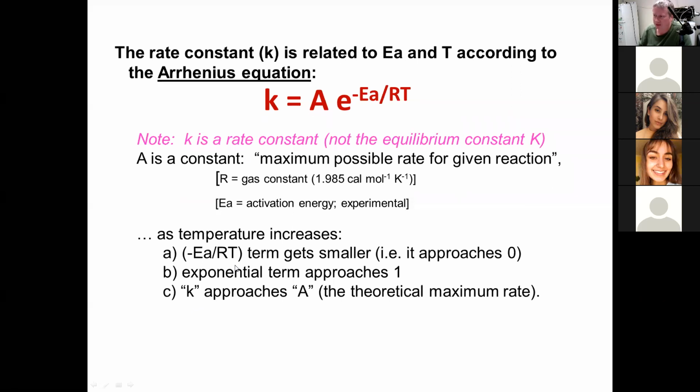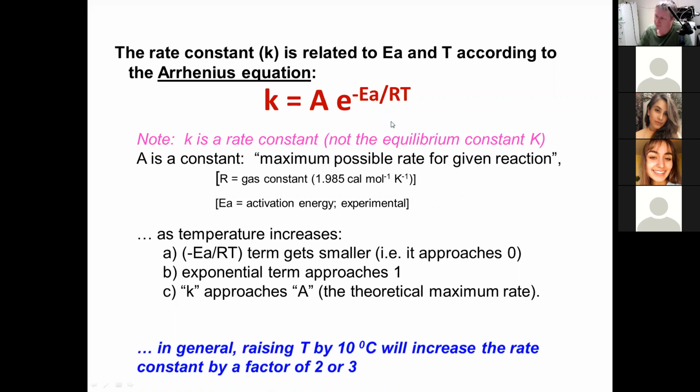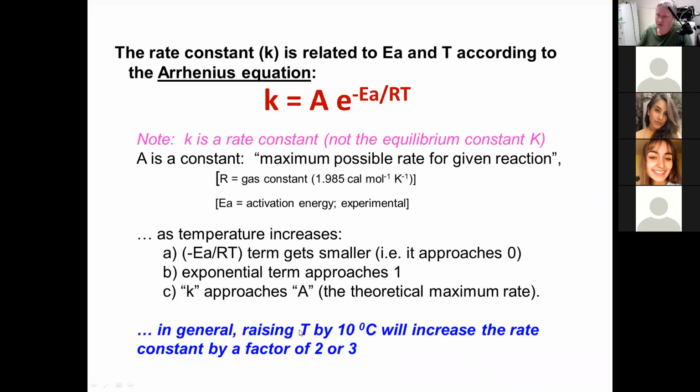So as the temperature gets higher and higher and higher in the chemical reaction, the rate constant approaches the maximal possible rate. So that explains that when you increase temperature, reactions go faster. You can actually study this quantitatively. In general, if I increase the temperature by 10 degrees Celsius, it'll increase the rate constant by 2 to 3. So that makes sense.